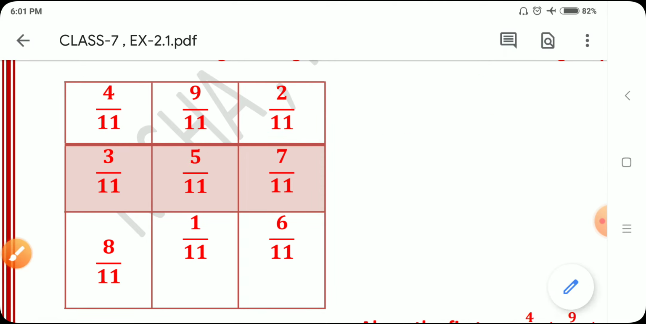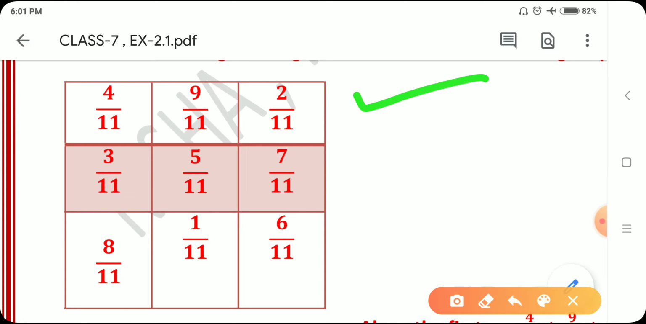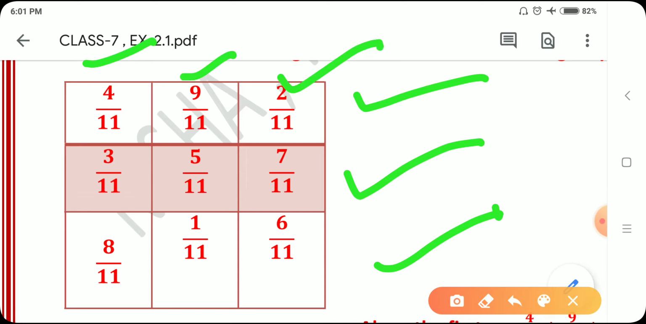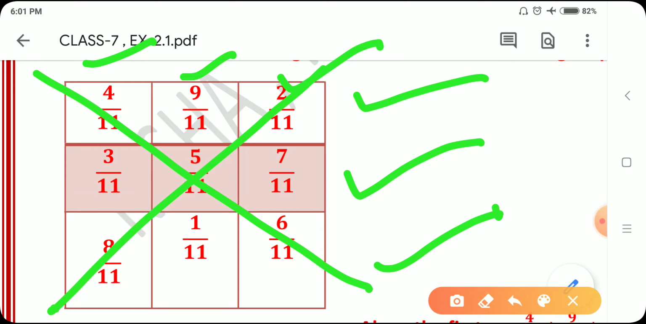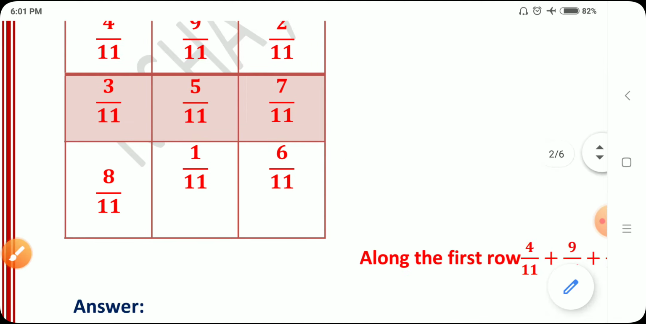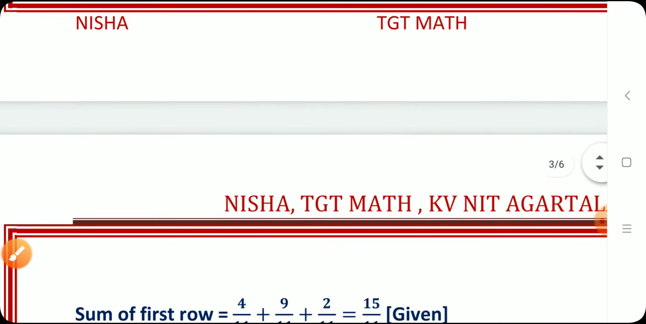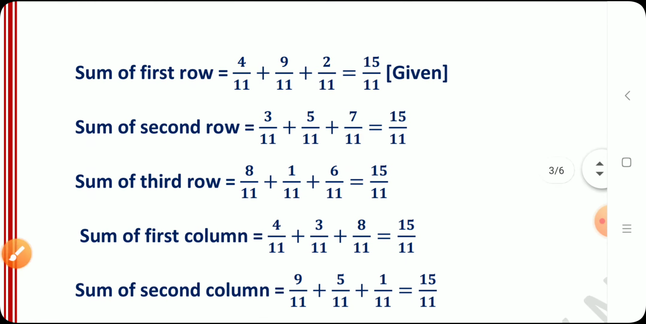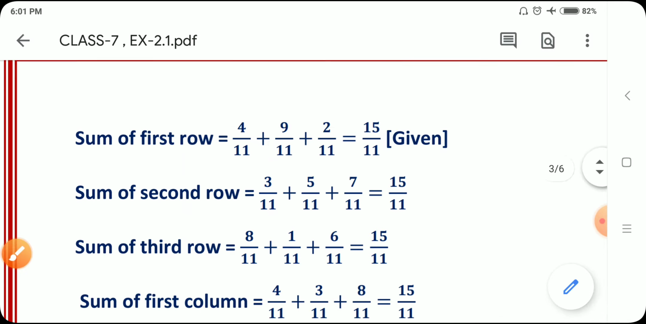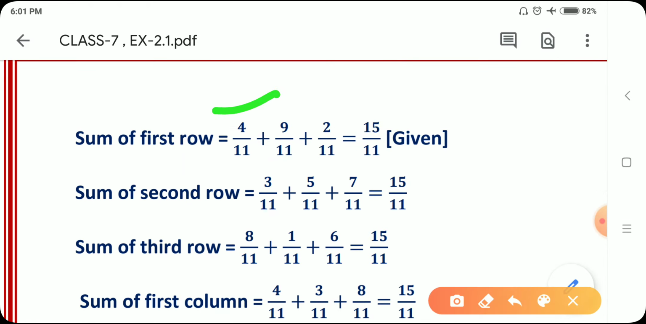So what we will do, we will check the sum along the rows, first row, second row, third row, first column, second column, third column, first diagonal and then second diagonal. If the sum along all the rows, columns and diagonals is the same, then it is called a magic square. Okay, so let us see the solution. First we will check the sum of the first row. The numbers in the first row are 4 by 11, 9 by 11 and 2 by 11.